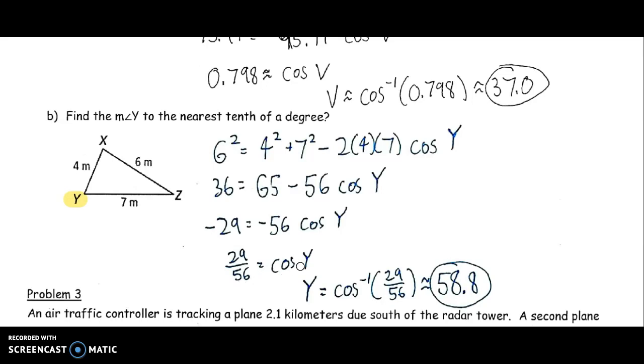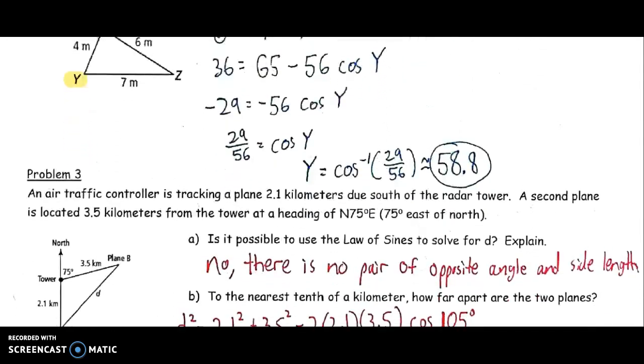But just like the last question also, if I'm looking for an angle value and I'm using a trig function, got to think inverse trig. So inverse cosine of that same ratio, 29 over 56. That's where we get our final answer from, 58.8. And we're just going to use this again for one more question.